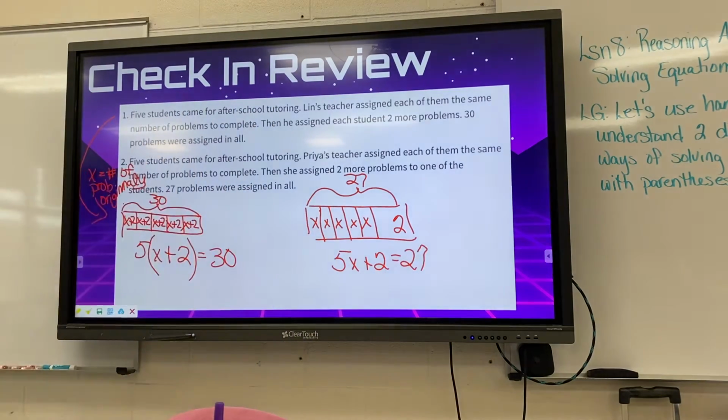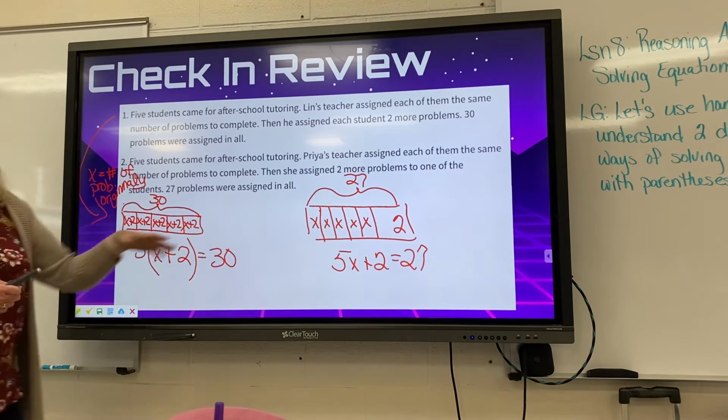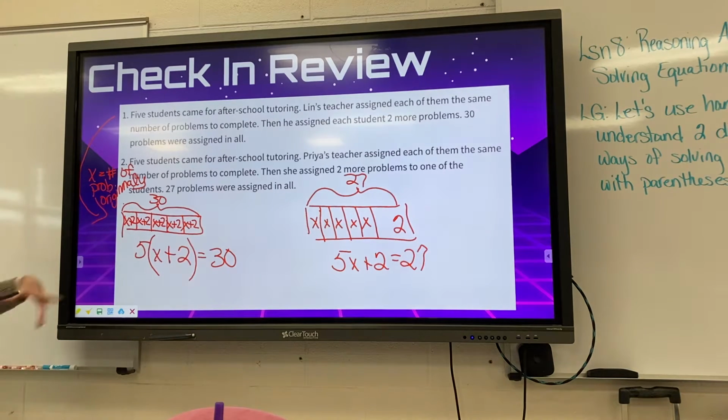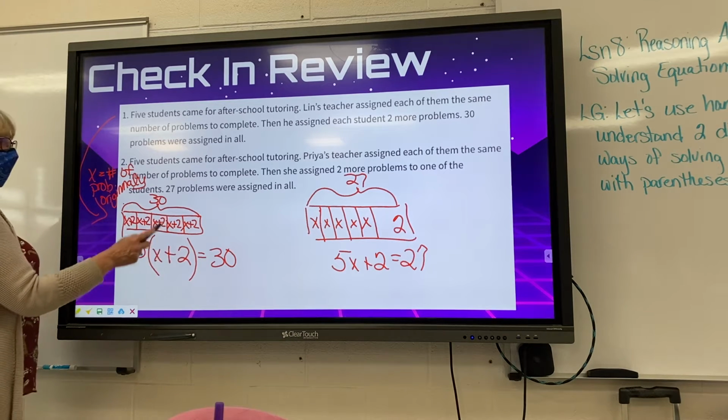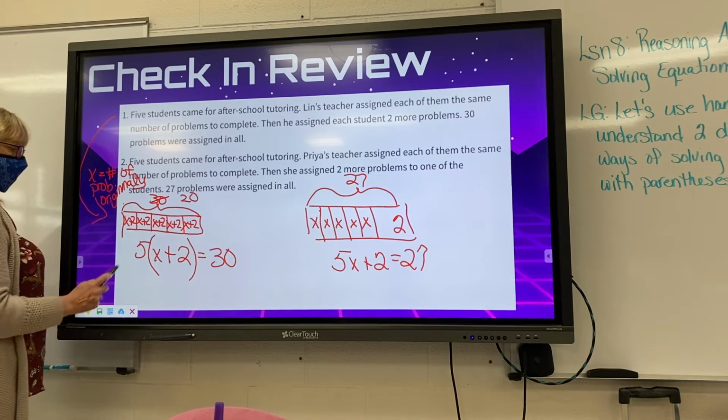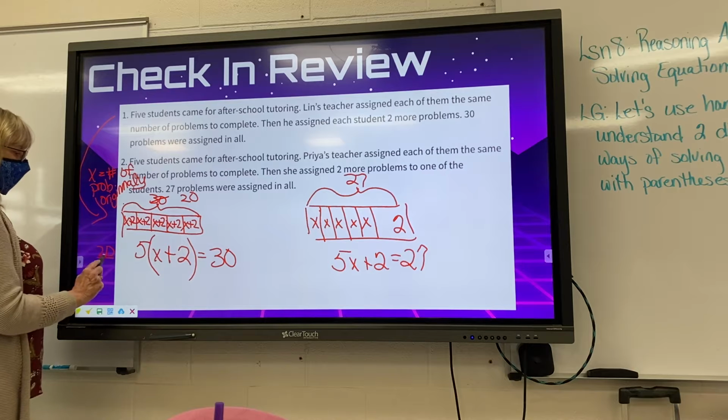Do you see the difference between the two now? Look at the tape diagram. Do we understand that now? Okay, can we solve this? What would you do to solve this one? Multiply 2 by 5, since there's 2 in each box. Okay, so we're going to take away 10. So that would be 20. And then divide by 5. So 20 divided by 5 is 4.